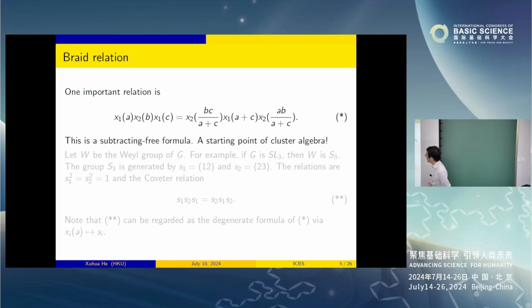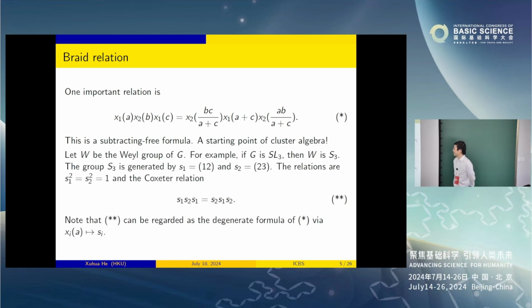Another interesting thing which I want to mention here is that if you forget about the actual expression, and put this a, b, c as some star, what you get is s1, s2, s1 equal to s2, s1, s2. Well, this is in fact the so-called Coxeter relation or the braid relations for the symmetric group, and in general for the Weyl group, for actually Coxeter groups.